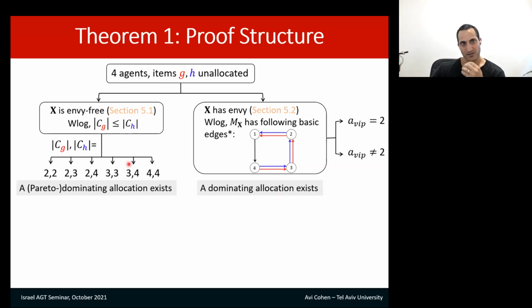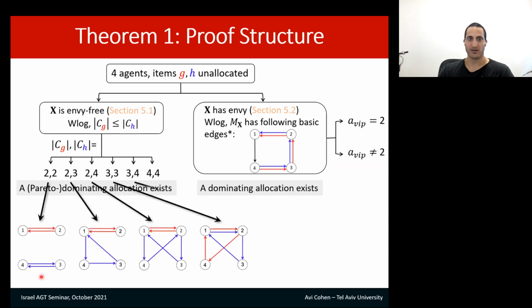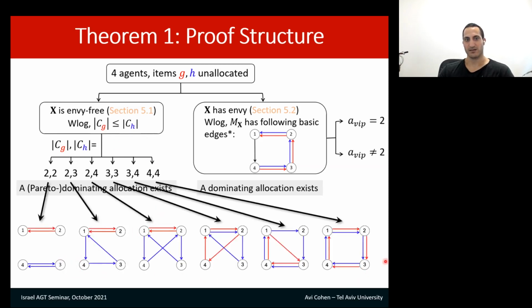Now, in this case, where X is envy-free, we split into cases according to the length of the red cycles and the H and the blue cycle. This splits into, without loss of generality, these 6 cases. And in each of these cases, we are able to use our recycling techniques to find a colorful cycle with recycling, or what we call a Pareto improvable cycle in the paper.